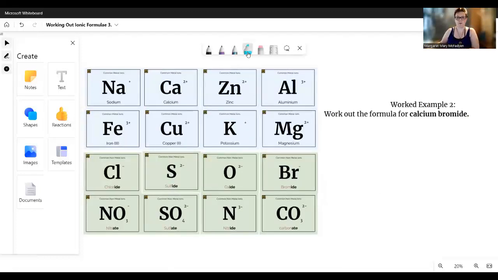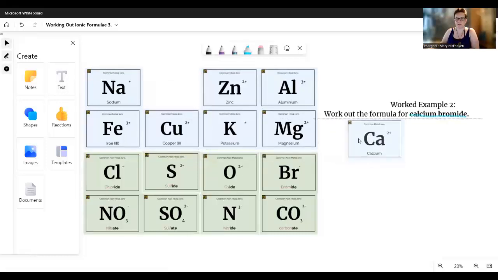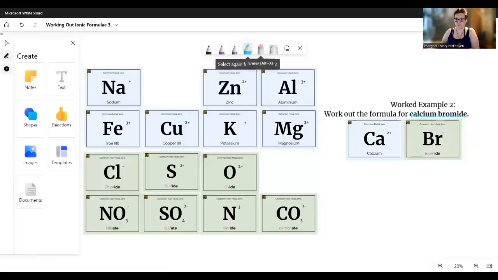So let's have a look at worked example 2. We have calcium bromide. The metal ion we're dealing with is calcium, and the non-metal ion is bromide. Now, as you can see here, the calcium ion has a 2+ charge, but a bromide ion has a 1- charge. So those two numbers are not the same, and this is where chemists use the drag and drop method. This is the quickest way of doing it.